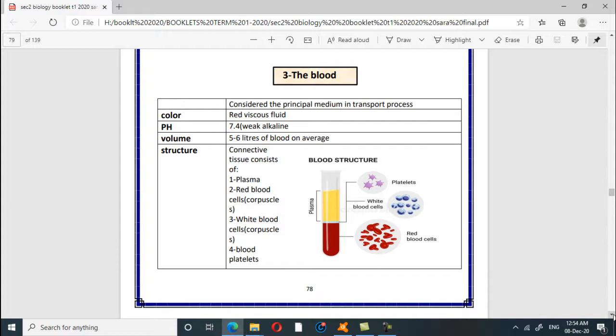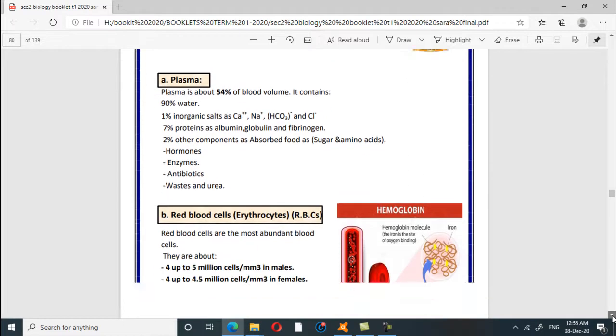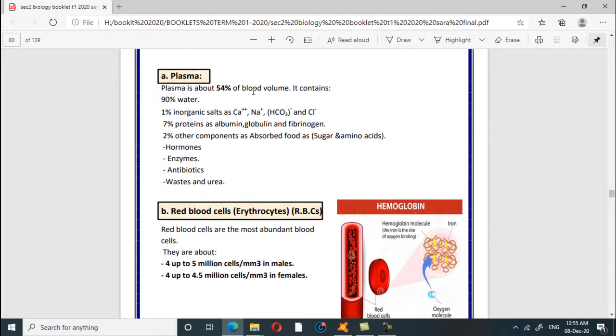The blood consists of four main components: the plasma, which is a watery yellow fluid; platelets, which help in the formation of blood clots; white blood cells, which defend the body against microbes; and red blood cells, or RBCs, which carry oxygen and carbon dioxide, the gases. Let's start with the plasma.